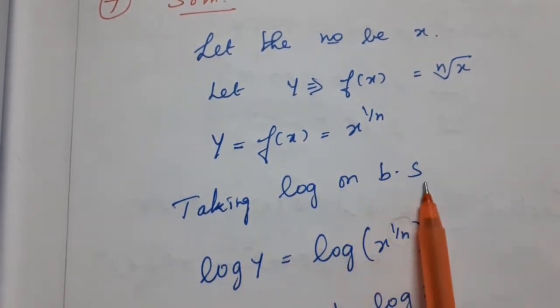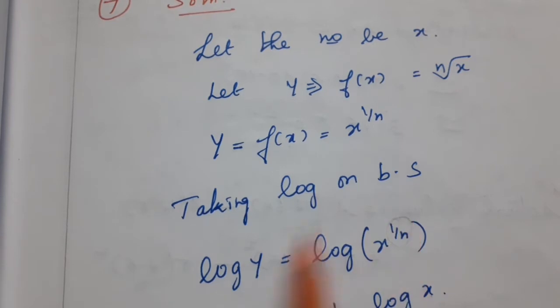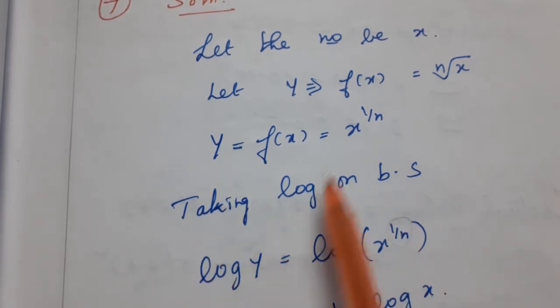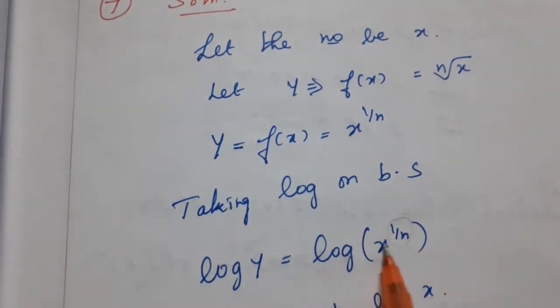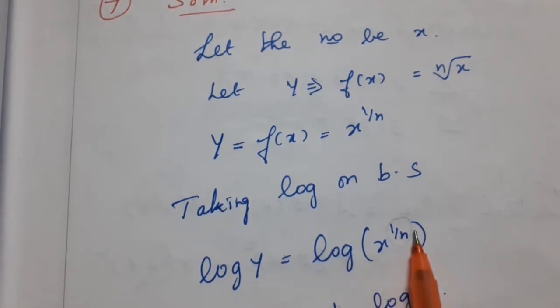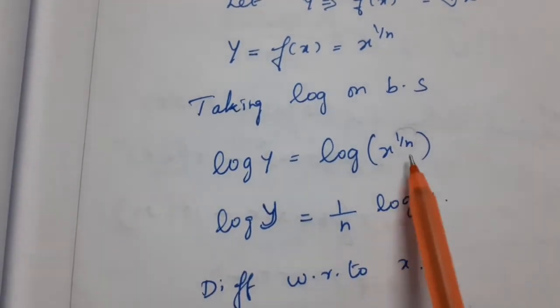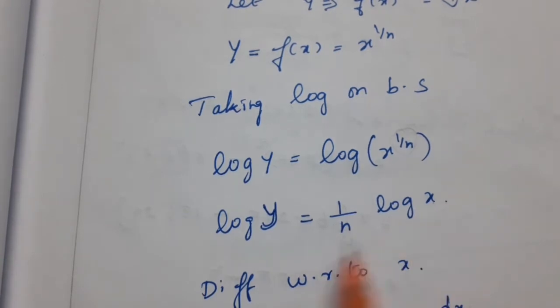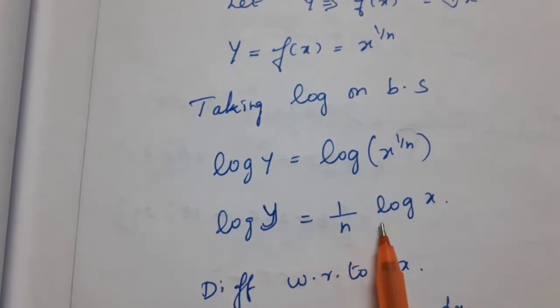Taking log on both sides, log y equals log of x power 1 by n. The power comes down as a product, so log y equals 1 by n into log x.